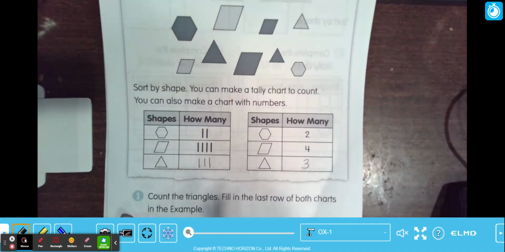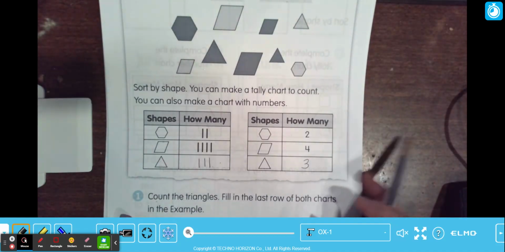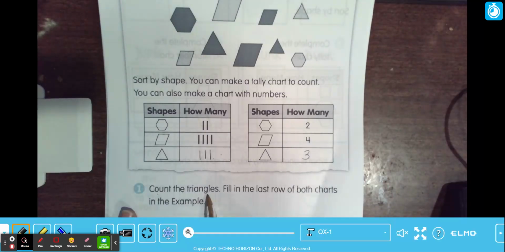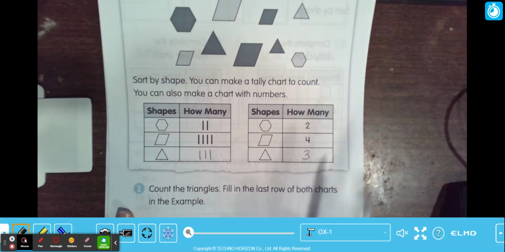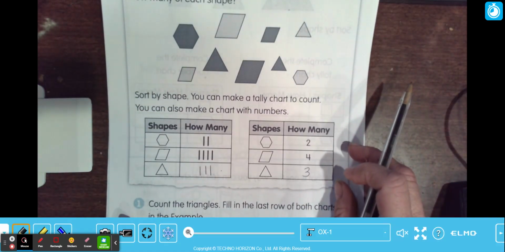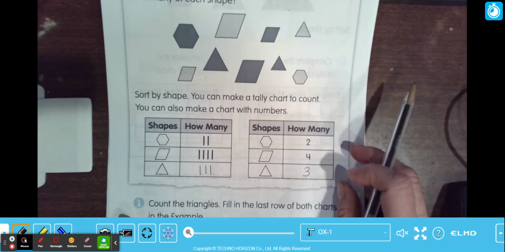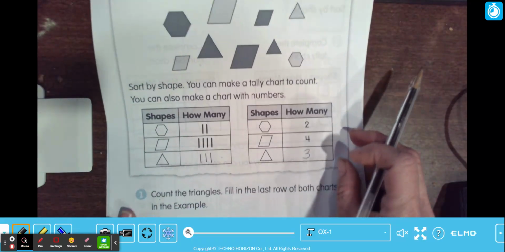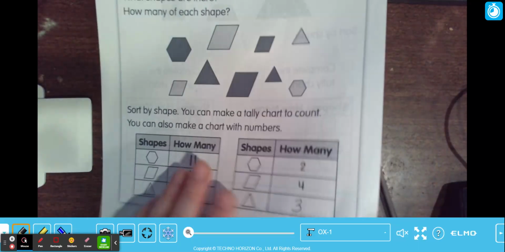Okay, so we finished doing number 1, right? It says count the triangles, fill in the last row of both charts in the example, which we just did. Okay, so what are we learning to do, lovies? Yeah, we're learning to sort and count data. Sort and count data. Okay, let's go to the back.